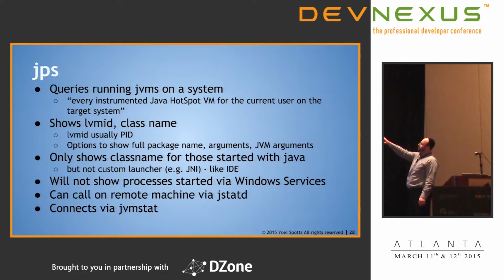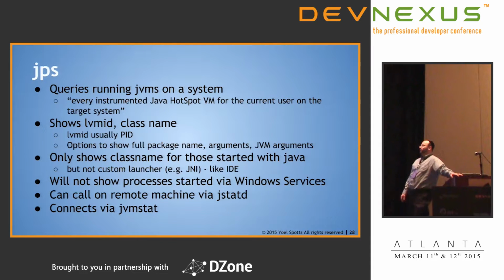And you'll see that this is the quote from the documentation. This is the official description: every instrumented Java HotSpot VM for the current user on the target system. So again, this is the current user, and unless you're running jstatd, this is on the local machine. It'll show you what is called the LVMID, the local virtual machine ID, which in every single case currently is the PID. But they want to disassociate it from what's actually the PID. They want to make it platform independent. So they call it the LVMID, but in every circumstance that you'll encounter at this point, that's the PID.